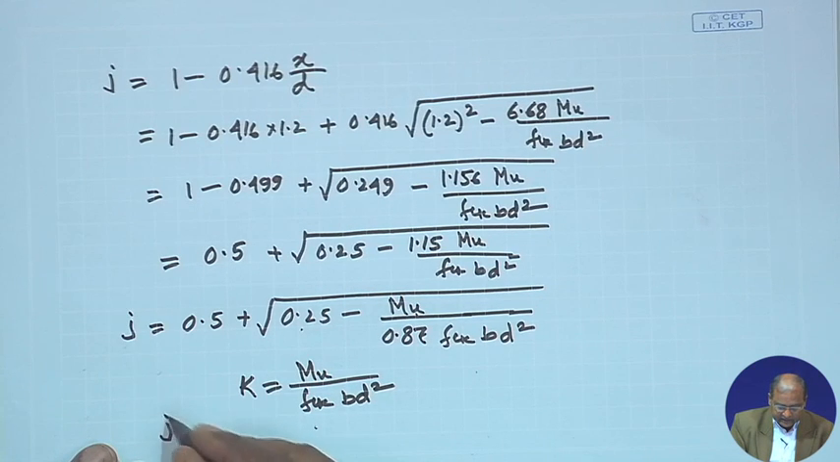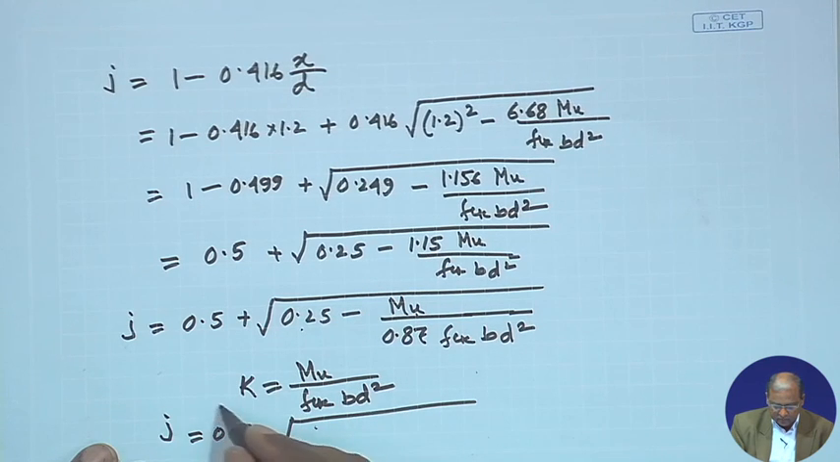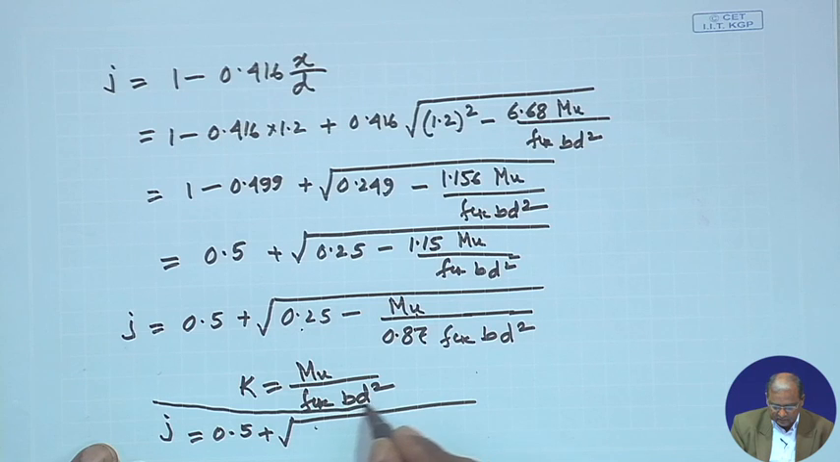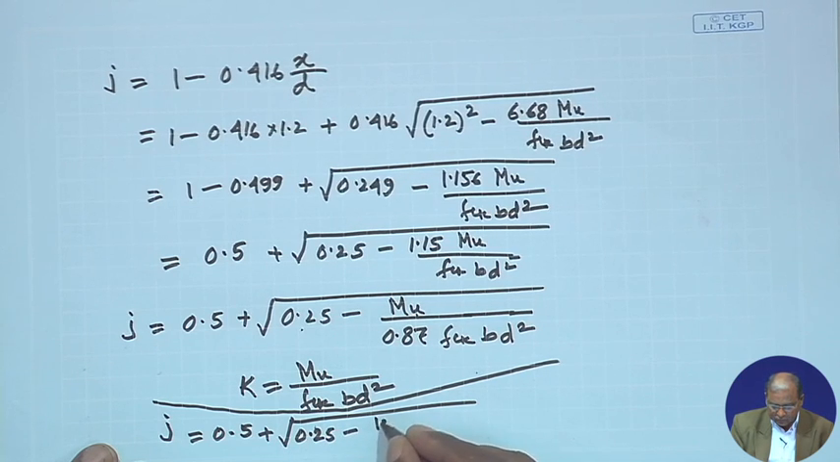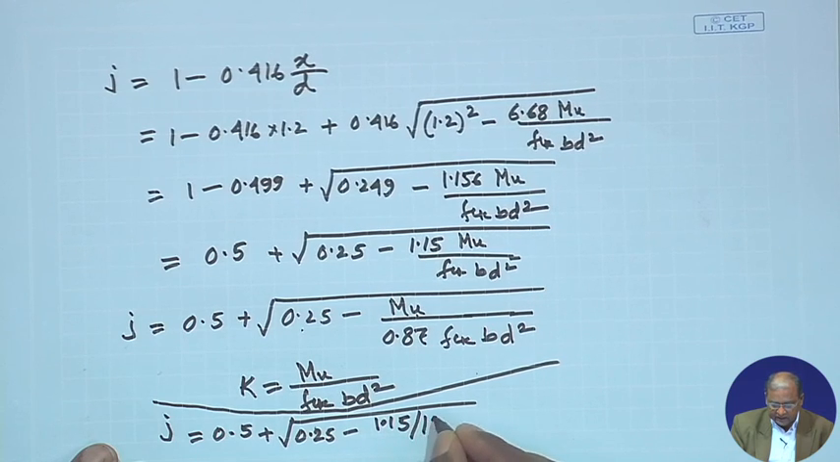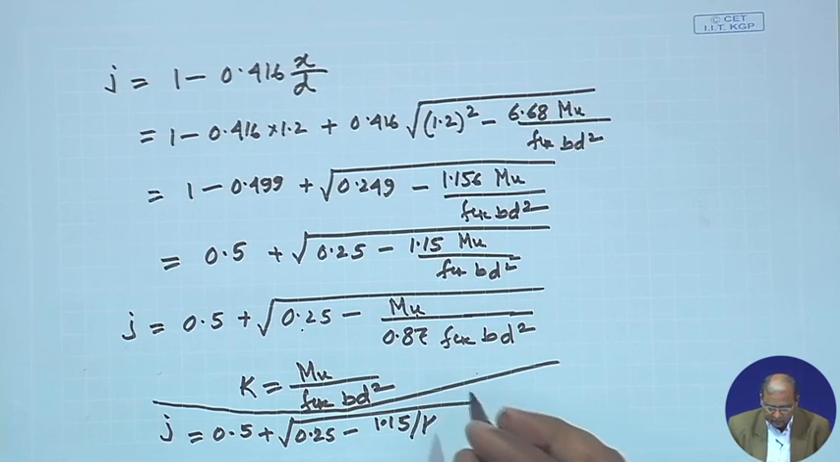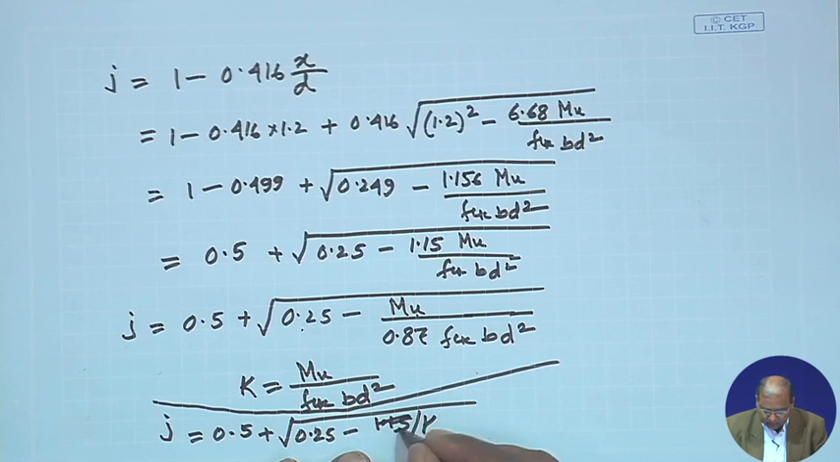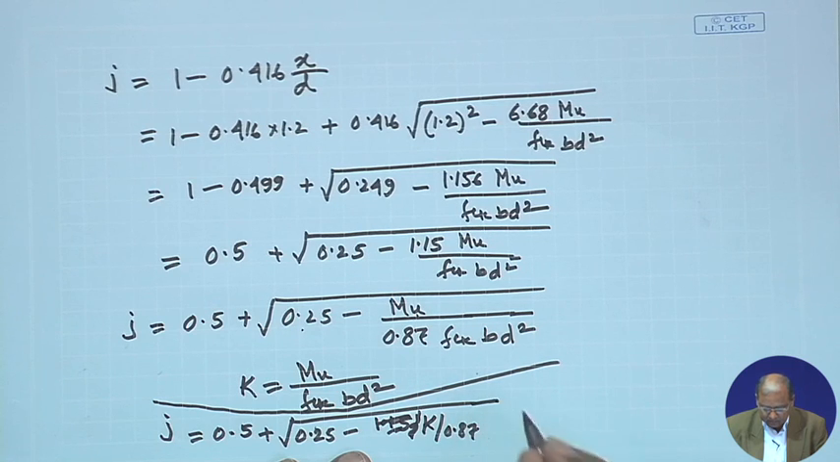So, we can write down this one as J = 0.5 plus, just let us distinguish this one, 0.5 plus 0.25 minus 1.15 divided by k, sorry, k by 0.87, or we can write down 1.15 k also. So, that also you can write down either 1.15 k or k by 0.87, that way also you can write down this particular equation.